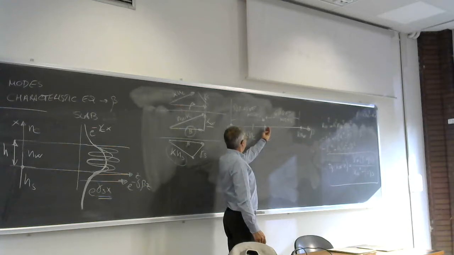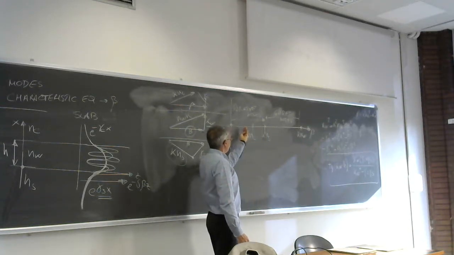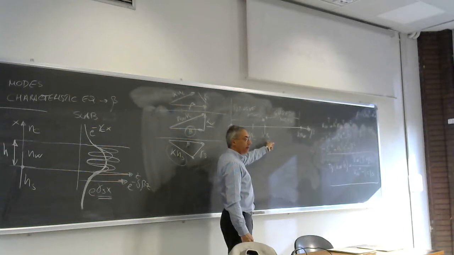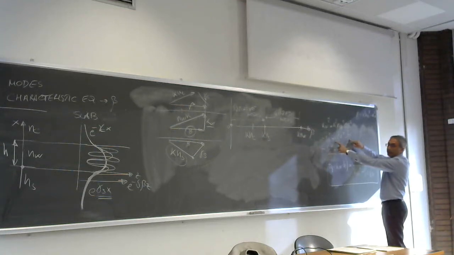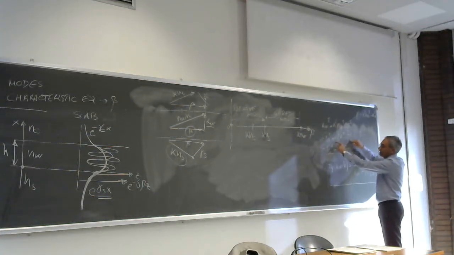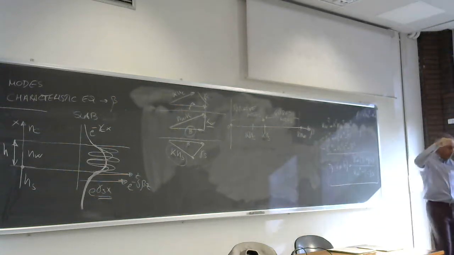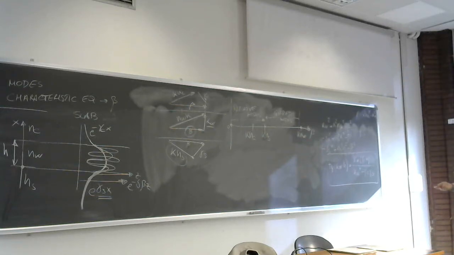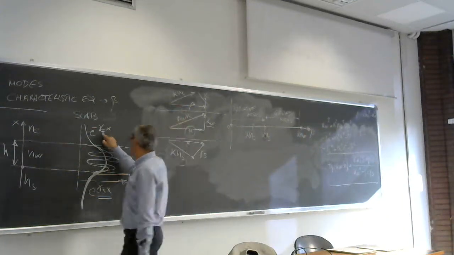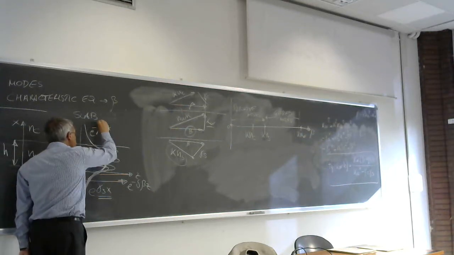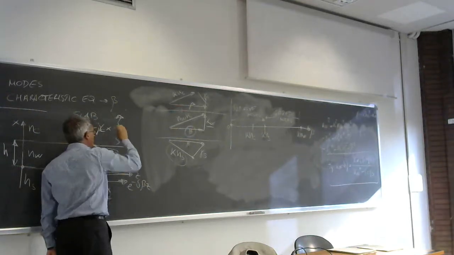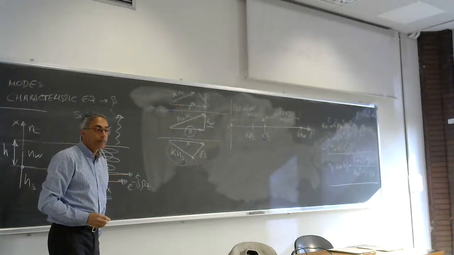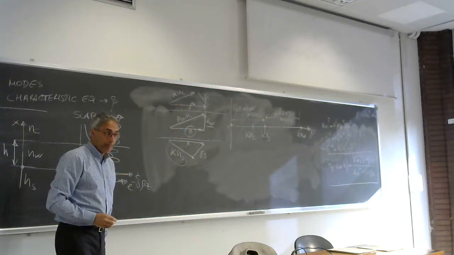If we have a value of beta that is lower than k and s, it means that this difference is positive. So gamma square is negative. So the square root of a negative number is imaginary. So our exponential field becomes a propagating field in the x direction. So the mode started to propagate in this direction.